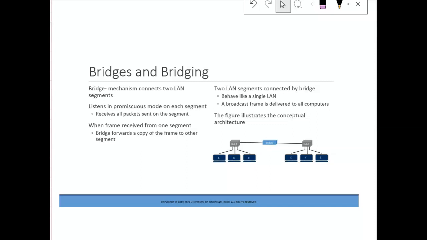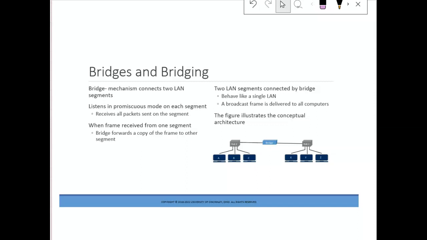When the bridge receives an intact frame from one segment, it forwards a copy of the frame to the other segment. When two LAN segments are connected by a bridge, they appear to behave like a single LAN, and any computer connected to either segment can send a frame to any computer on both segments. For instance, a broadcast frame sent on either segment will be delivered to all computers. Computers do not know whether they are connected to a single LAN segment or a bridged LAN. The figure illustrates the conceptual architecture.